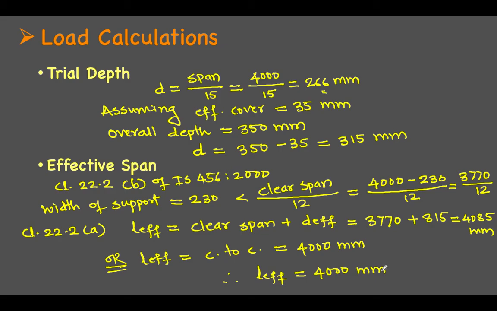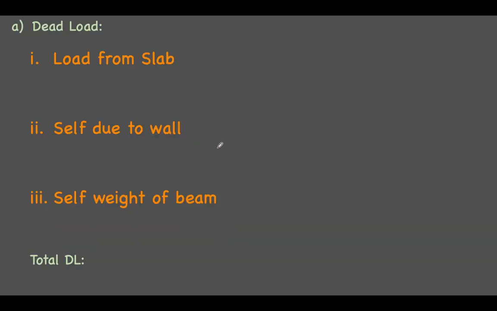Once we have identified the trial depth and the effective span, next is to calculate actual loads on the beam. When we consider loads on the beam, we have different loads such as dead load on beam and live load on beam. Dead load on beam includes load from slab, self-weight due to wall and self-weight of beam. So let us first calculate load from slab.